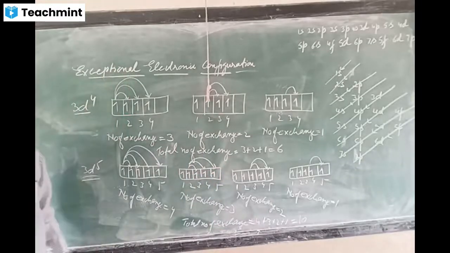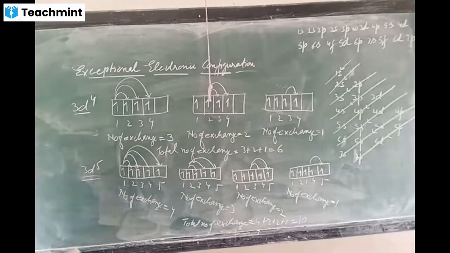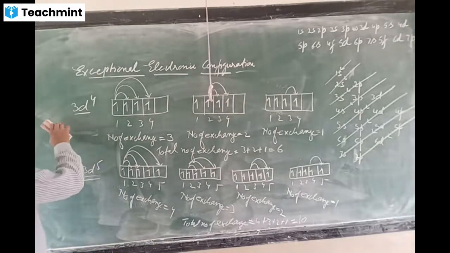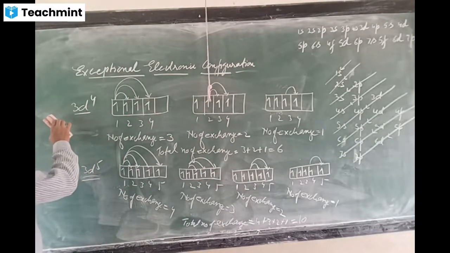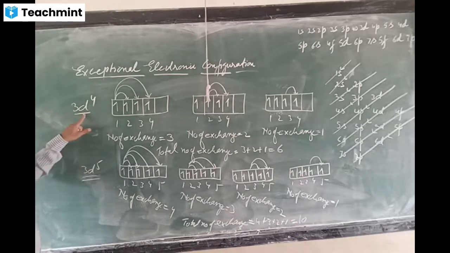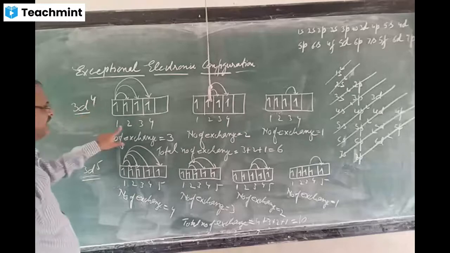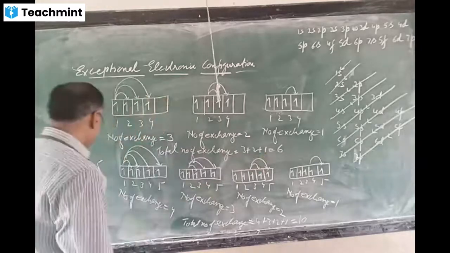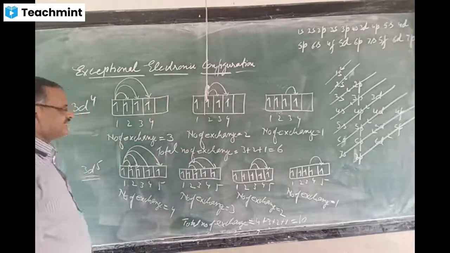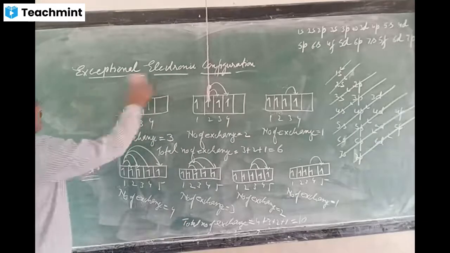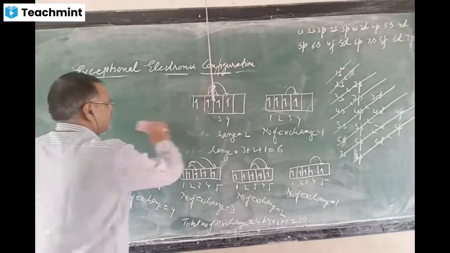Now, chromium you have seen. Now I will show you copper. Yes, sir. You remember that when 3d4 is there, 6 exchanges; when 3d5 is there, 10 exchanges you are getting. Now I will show you copper.